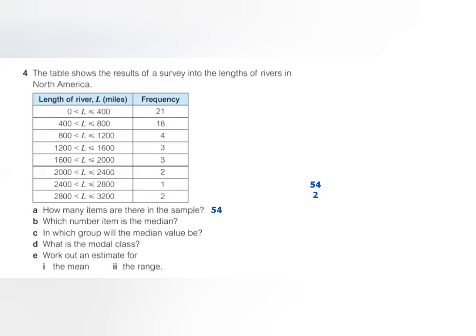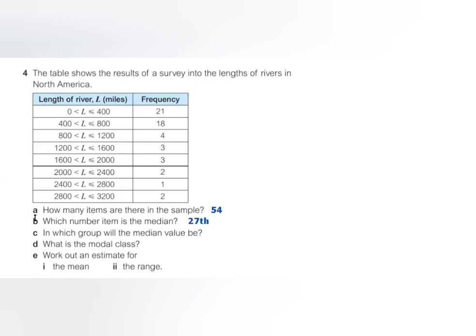So let's put a line of a fraction here. 54 divided by 2, and the final answer will be 27. So the median will be the 27th number. The 27th number. So let's write it here. 27th. Good job.